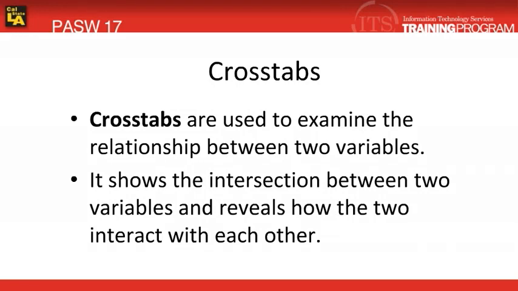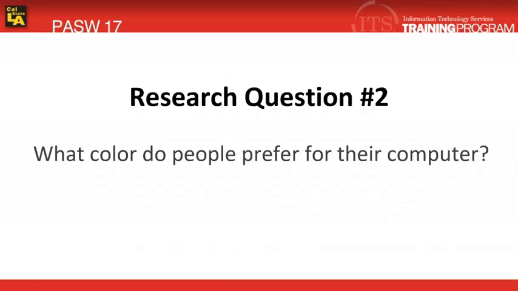Crosstabs are used to examine the relationship between two variables within your data file. It's essentially going to show you the intersection between the two variables and how they interact with one another. With our next descriptive statistic test, cross-tabulation in PASW, we're going to answer the following research question. What color do people prefer for their computer?